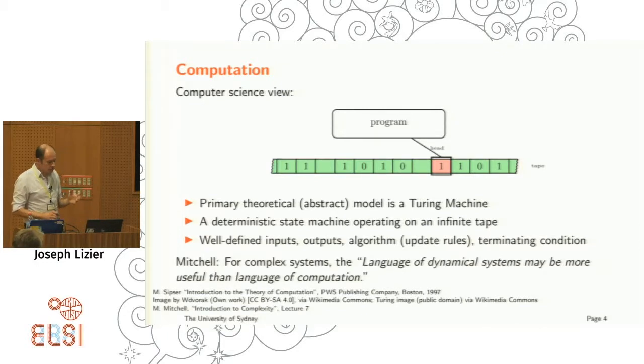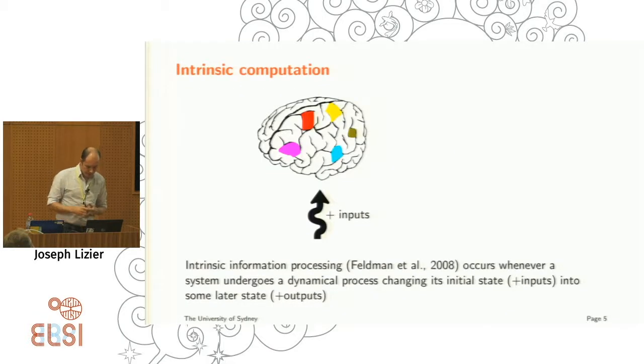And Melanie Mitchell has a really nice quote. She suggests that for complex systems, if you want to talk about computation or information processing, maybe the language of dynamical systems is more useful than the traditional language, at least, of computation. So how might we think about that? A really nice phrase here is intrinsic computation or intrinsic information processing, a phrase that was introduced by Feldman and Jim Crutchfield and company. That's a really nice phrasing.